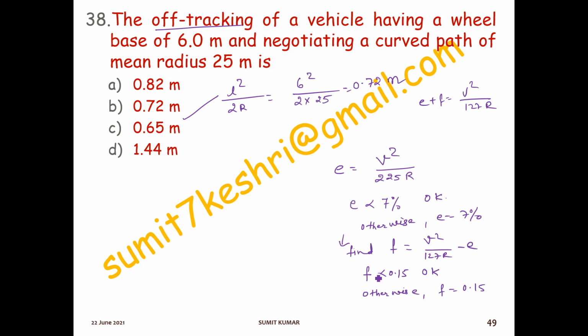If the value of f is greater than 0.15 from this equation, then you select f as 0.15, keep e as 7% and f as 0.15, and revise the value of the velocity, the design speed, from the formula V equals root of 127 R (e plus f). This will be your final design speed for that horizontal curve. So that was all about today's session.